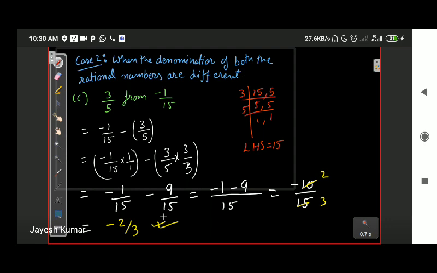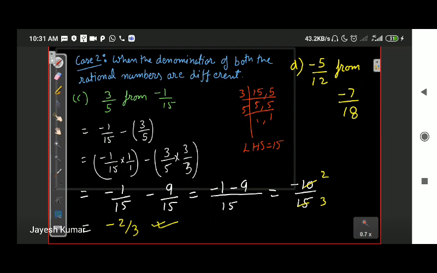Fine. One part is remaining, the D part. Let me note it down for you. The D part of the question is subtract minus 5 upon 12 from minus 7 upon 8. That is the D part of the question. So you have to do that by yourself. Fine. Moving on.